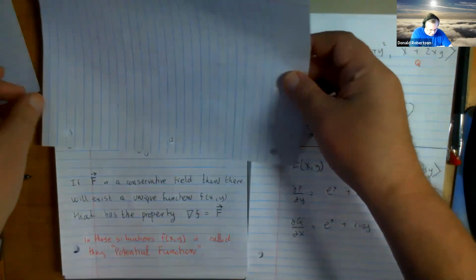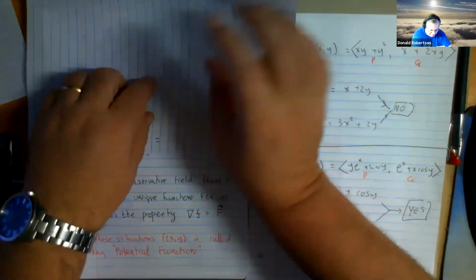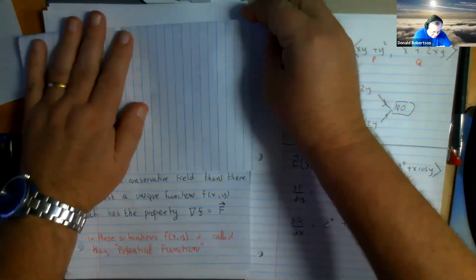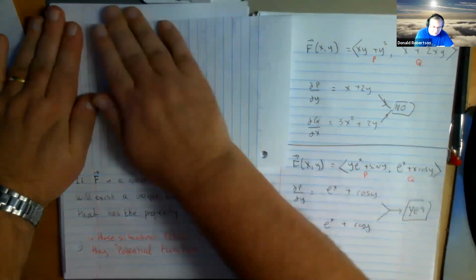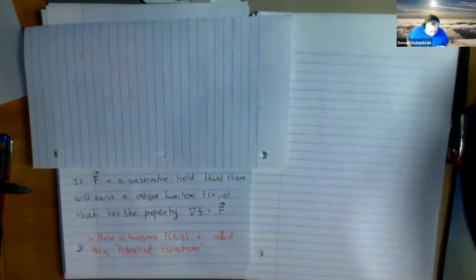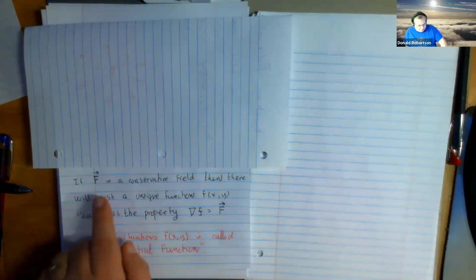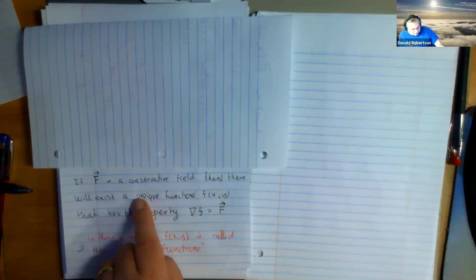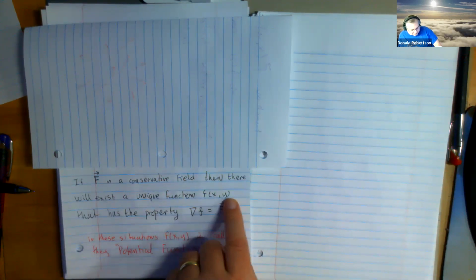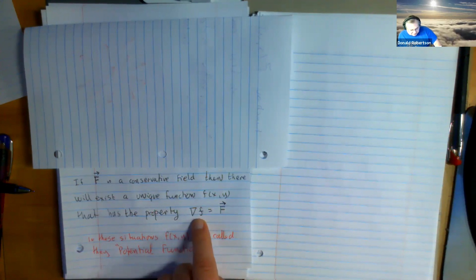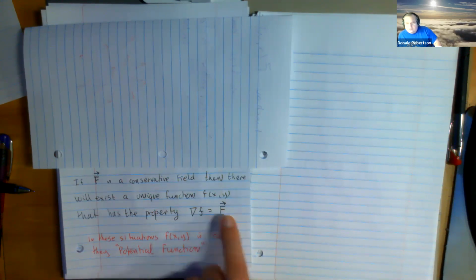So, let me show you the next piece of the puzzle. If it is a conservative field, it has a number of properties. Here's one of them. If F is a conservative field, then there will exist a unique function f of xy that has the property that the gradient of f will equal this guy.